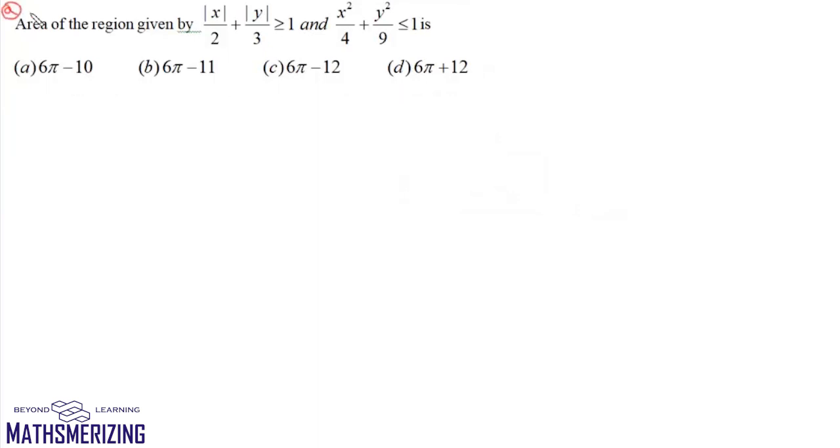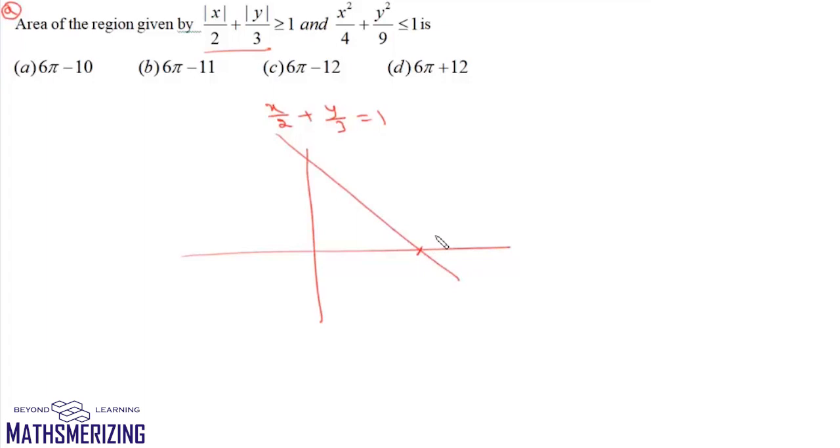Now question number 9 is, we need to find the area of the region given by these two inequalities. The first one is mod x upon 2 plus mod y upon 3 is greater than or equal to 1. So what we'll do is start with this straight line, x by 2 plus y by 3 equals 1. The x-axis intercept is 2, and the y-axis intercept is 3. So this is 2, 0, and this is 0, 3.